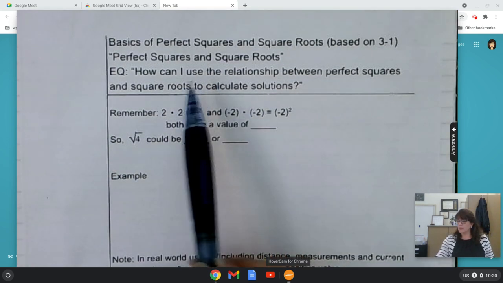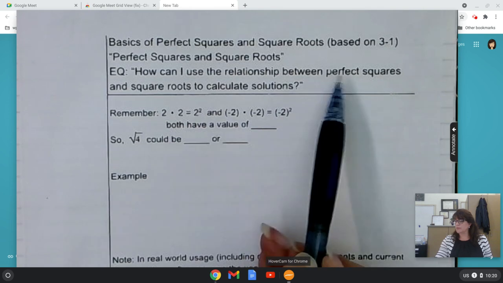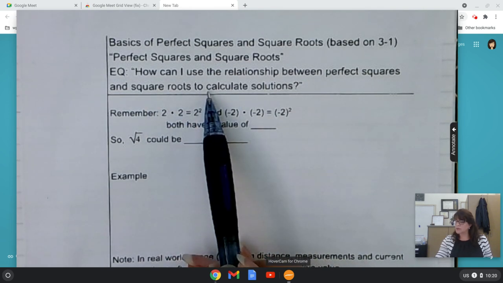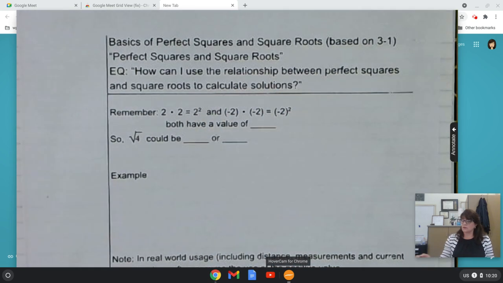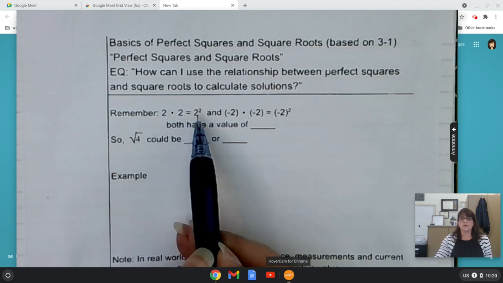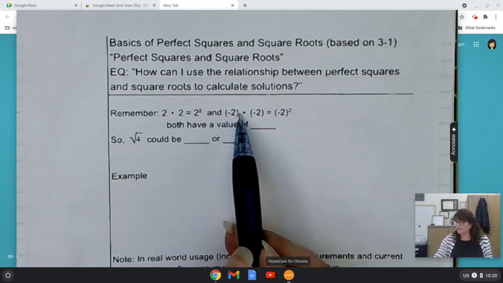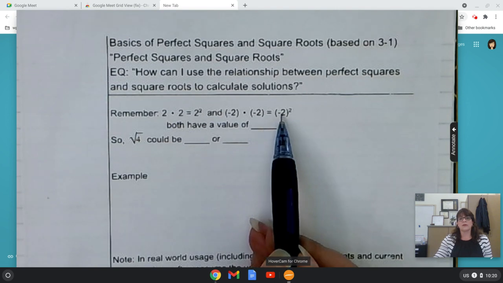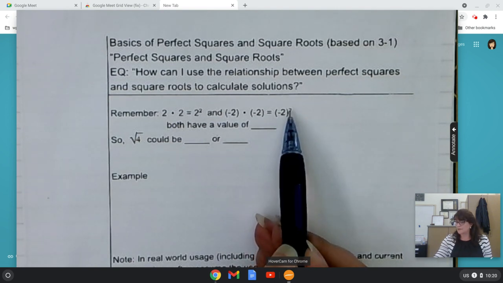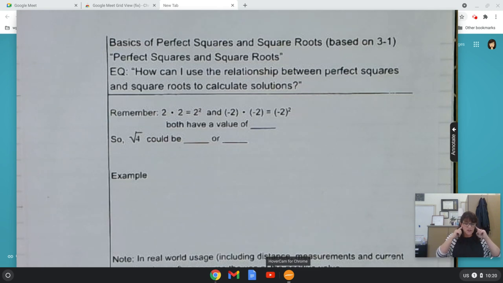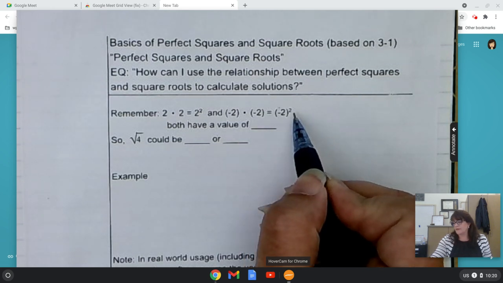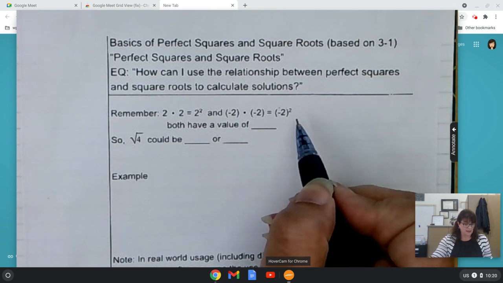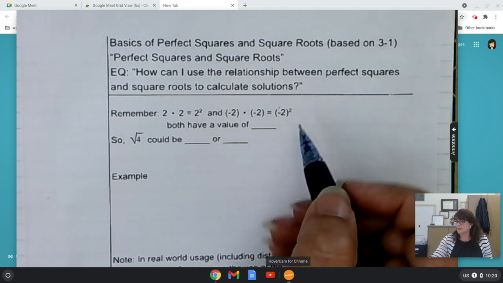Now, I want to focus on the relationship between perfect squares and square roots, or how I can use that relationship to calculate solutions. So I know that 2 times 2 is 2 squared, and negative 2 times negative 2 is the quantity negative 2 squared. Something to notice: if the negative is not inside parentheses with the number, then we typically don't multiply negative 2 by negative 2. I can give you an example of that in a second.